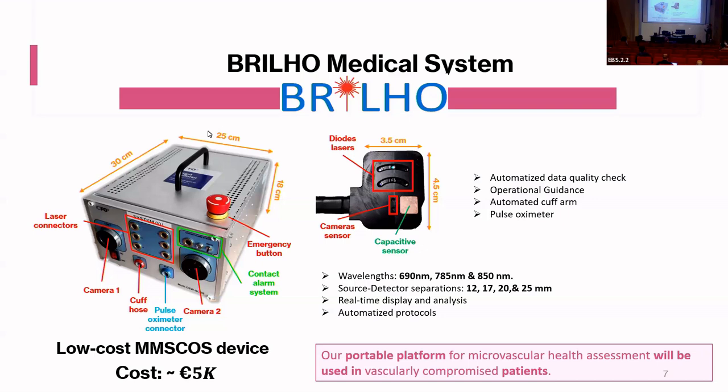The cost of this device compared to VASCOID, now that we change all the expensive detectors and everything, drops by a factor of 10. So from the 50K VASCOID device, we go down to approximately a 5K Brigio device.